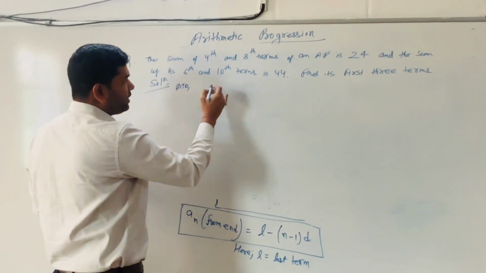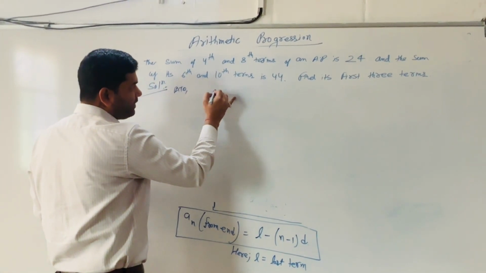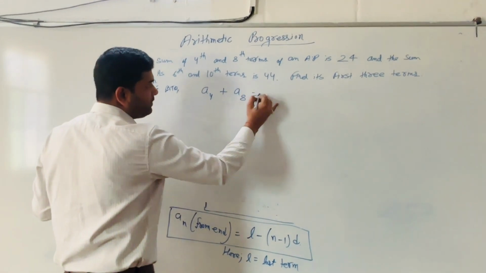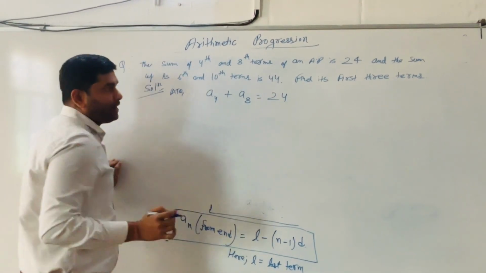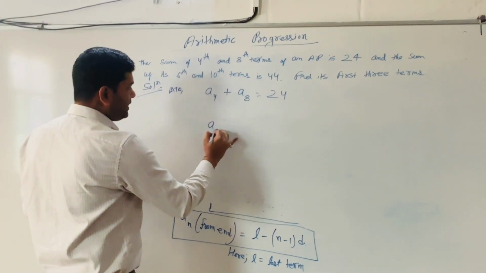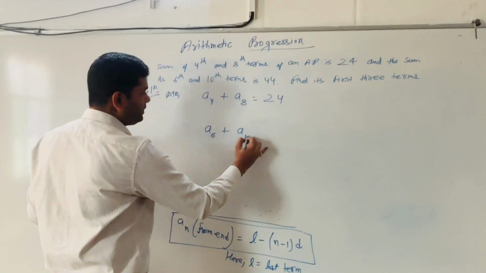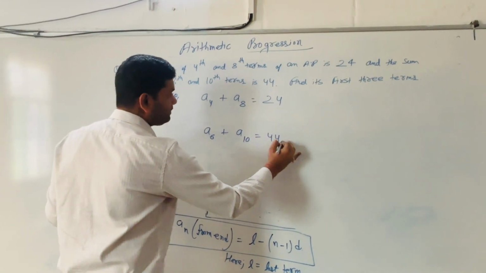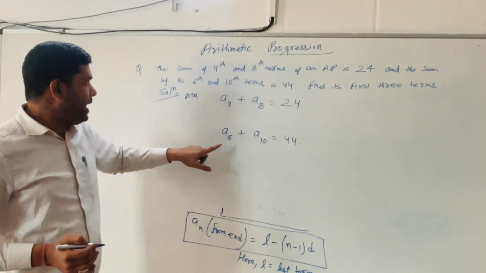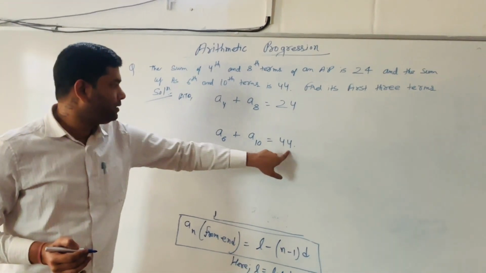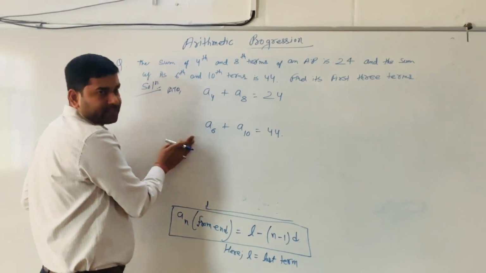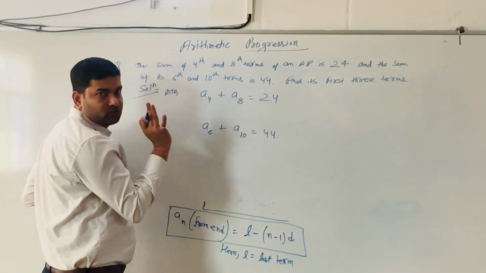According to the question, what can we say? The fourth term plus the 8th term, A4 plus A8, is given to you as 24. And the second information is also given to you, that is 6th term plus 10th term is 44. As you can see, 4th term plus 8th term is 24 and 6th term plus 10th term is 44. So two pieces of information are given, and based upon that we can easily solve them.